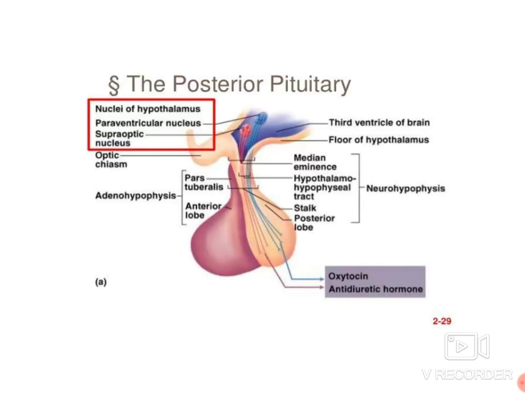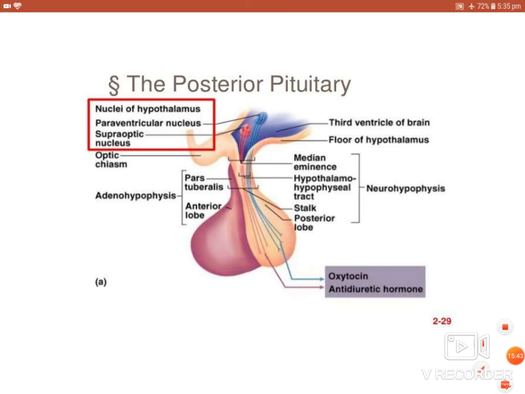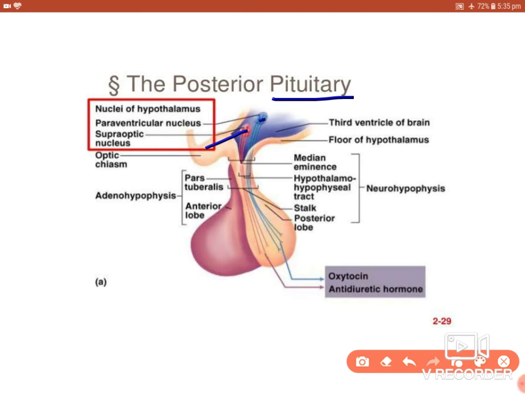See the same here: the posterior pituitary, the supraoptic and the paraventricular nuclei. This forms the hypothalamo-hypophyseal tract.